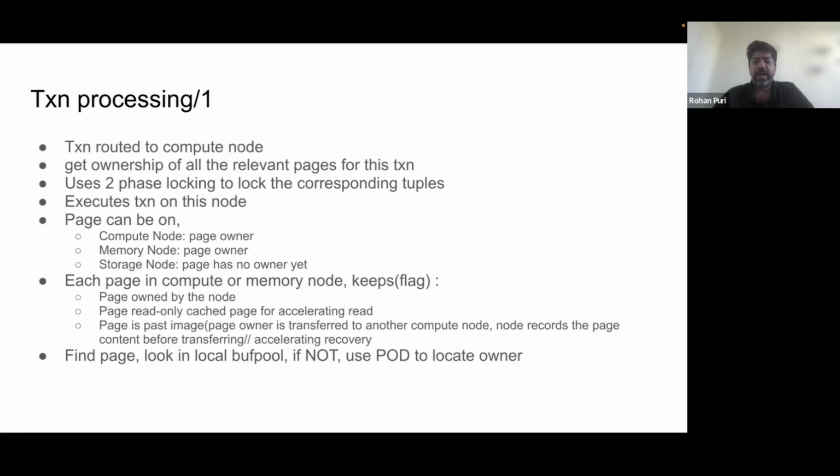So to find a page, you look in the local buffer pool. If not, you go to the page owner directory to locate the owner. The page owner directory is on one of the memory nodes.